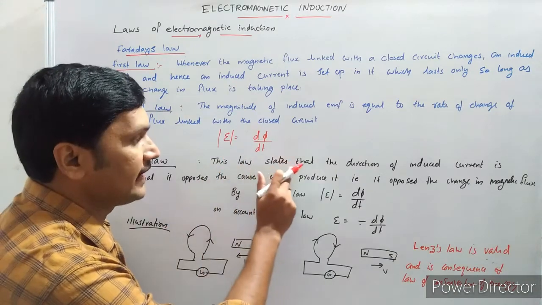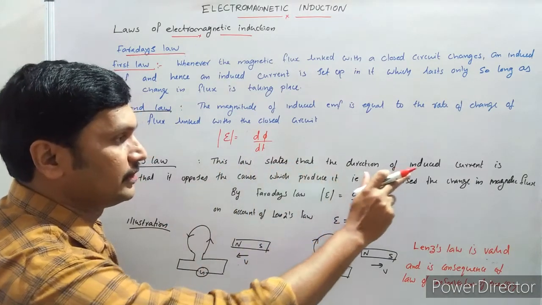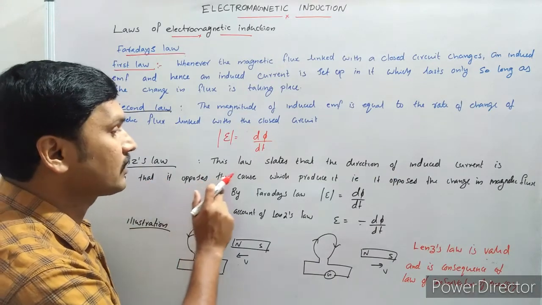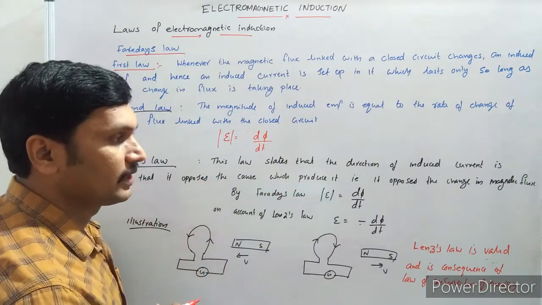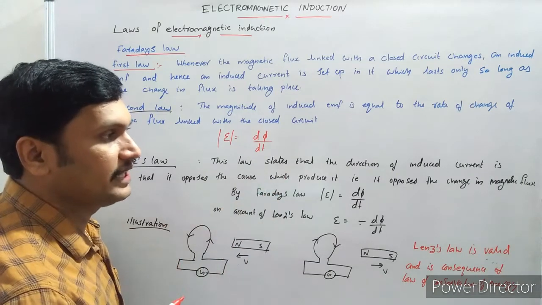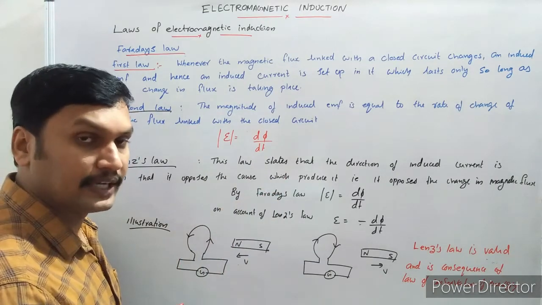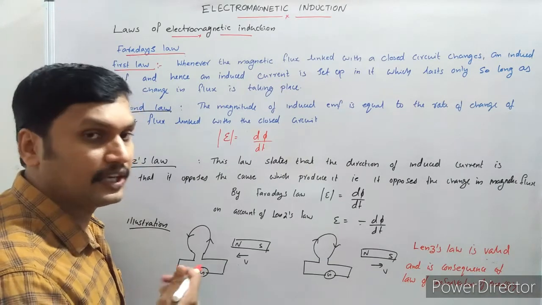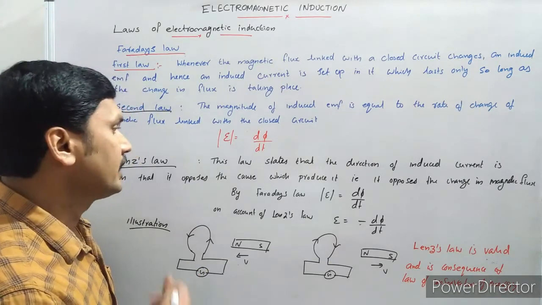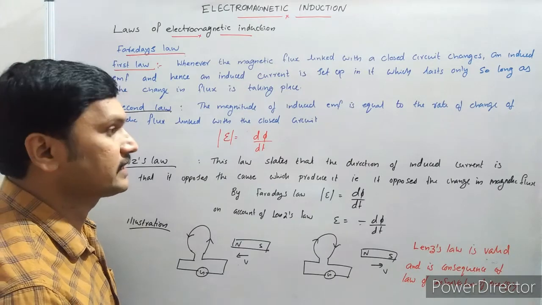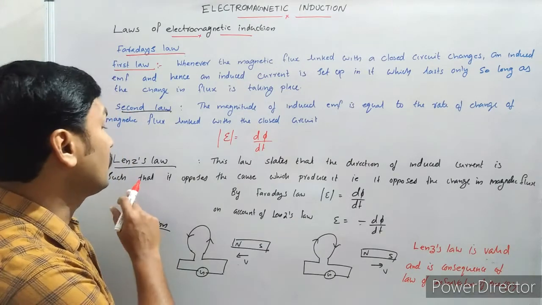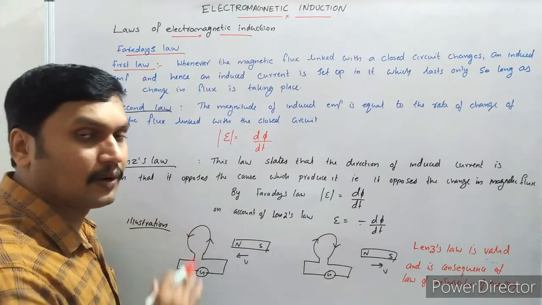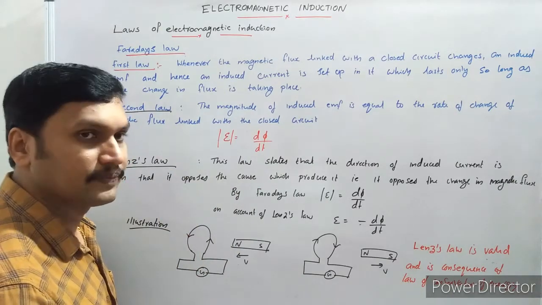This law states that the direction of induced current is such that it opposes the cause which produced it. That is, it opposes the change in magnetic flux. We know that the cause of production of induced EMF is the change in flux. So the induced current flows in such a way that it opposes the cause which produces it. That is the direction of induced current in a circuit.